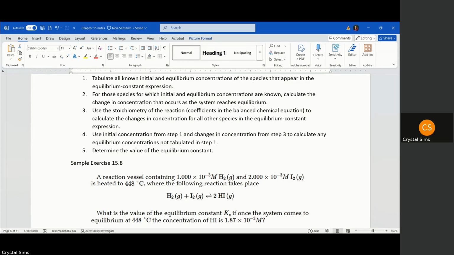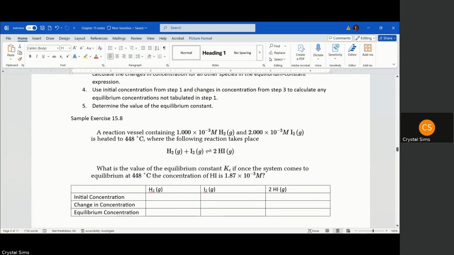So they tell us the concentration of our reactants prior to equilibrium, and then they give us the concentration of the product, the HI, after equilibrium. And so we don't have all of the concentrations that we need here. We've got a couple that are before, our initial concentrations. We've got one that is after. So we have to figure out what we're going to do.